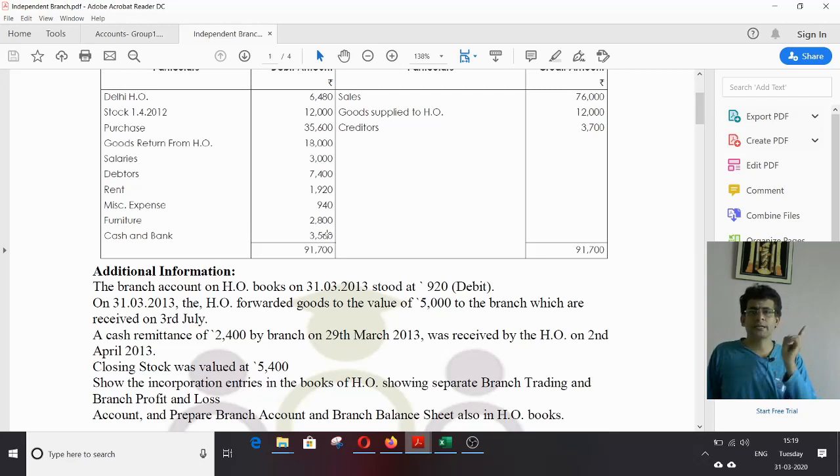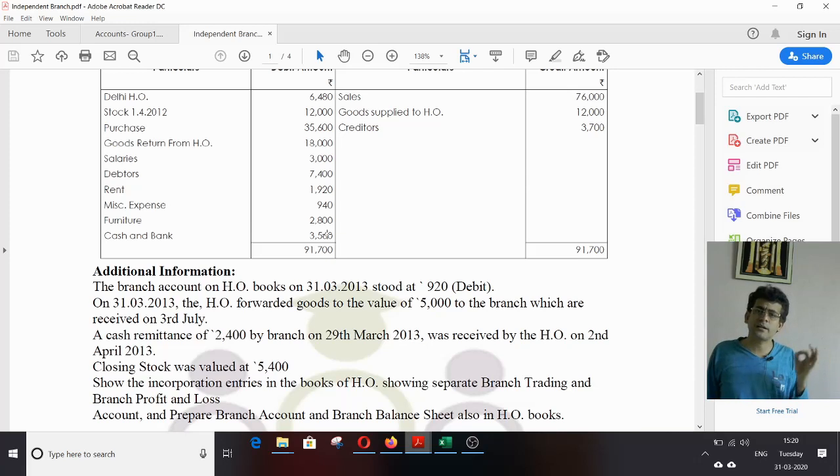Goods in transit, cash in transit. Head office has sent some goods to the branch. The branch has not received them. So immediately what will the head office do? Head office will debit the branch. Head office is not concerned whether the goods are received by the branch. So head office will record the transaction in its books. Thereby the debtor balance increases, the branch balance increases.